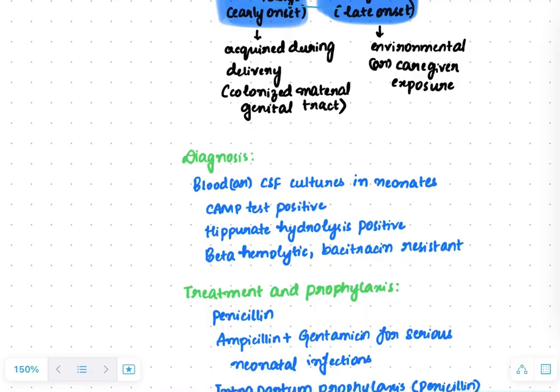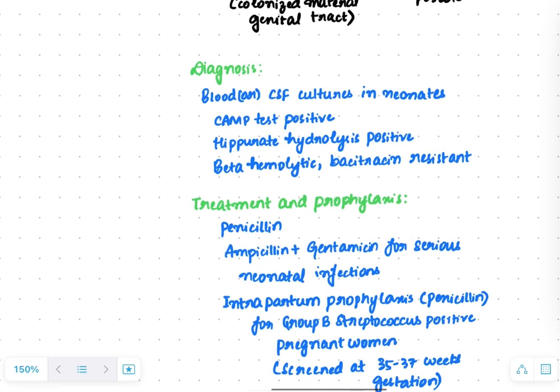Coming to the diagnosis, blood culture and CSF cultures can be done in neonates. The CAMP test can be done, which shows arrowhead hemolysis. Hippurate hydrolysis is positive. It is a beta hemolytic organism. On blood agar we can see complete hemolysis, and it is bacitracin resistant. And the bacitracin sensitive one is the pyogenes.